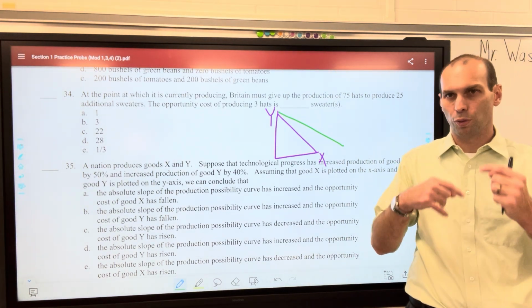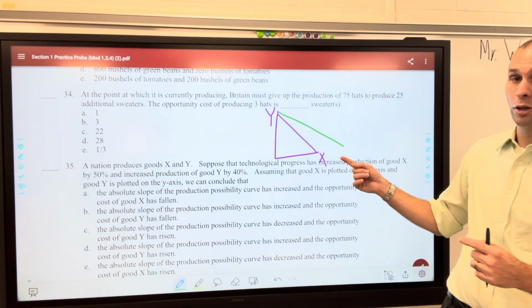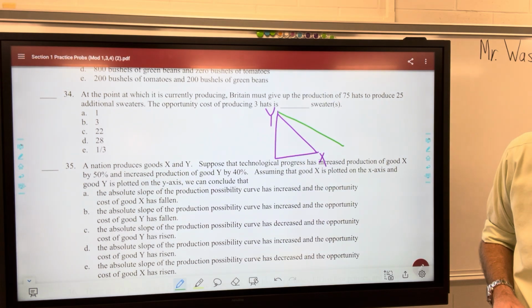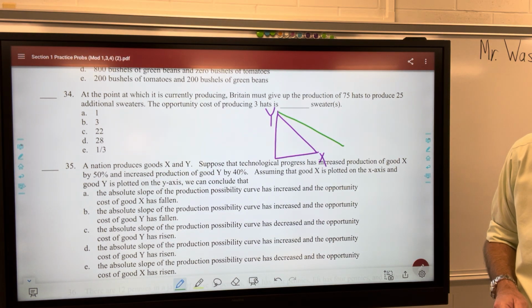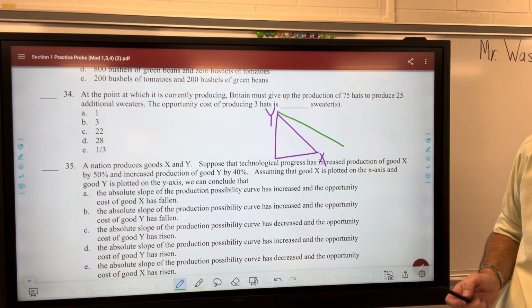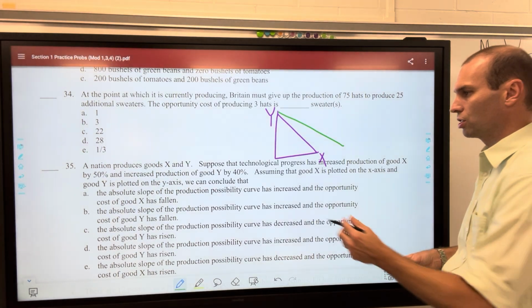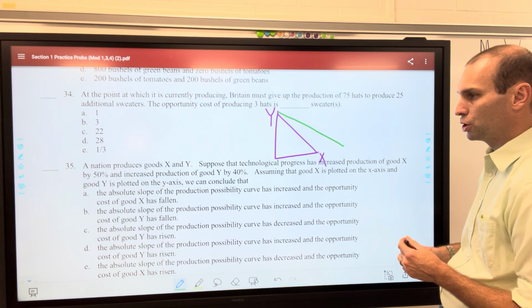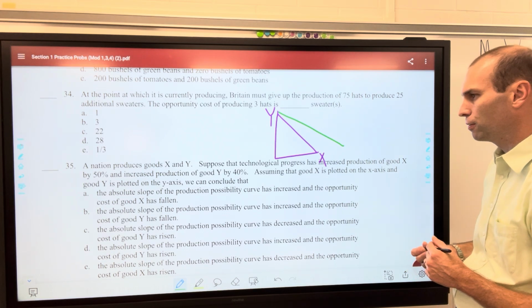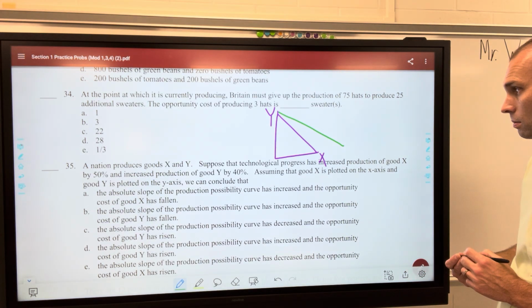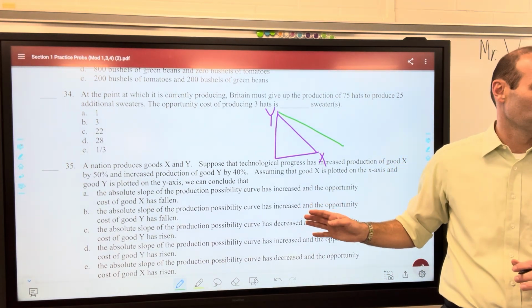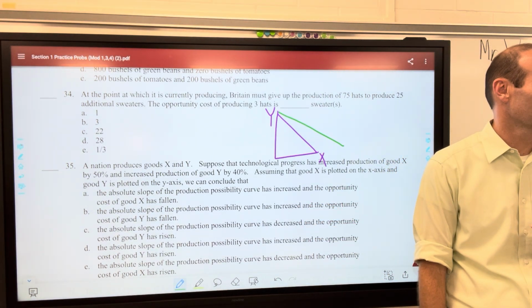You guys following along with what I've done? We're increasing both, but more X than Y. So if we do that, where are we? Okay. We look at this and it says the slope of the production possibilities curve has increased and the opportunity cost of X has fallen. Yeah. Okay. So that's the right answer. You guys need me to explain it to you?